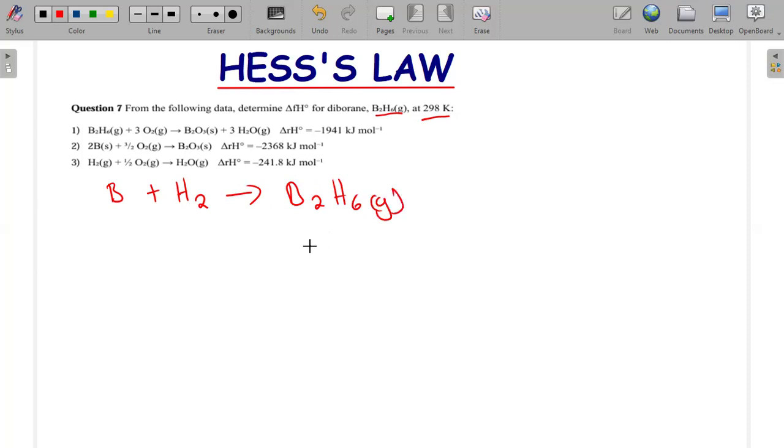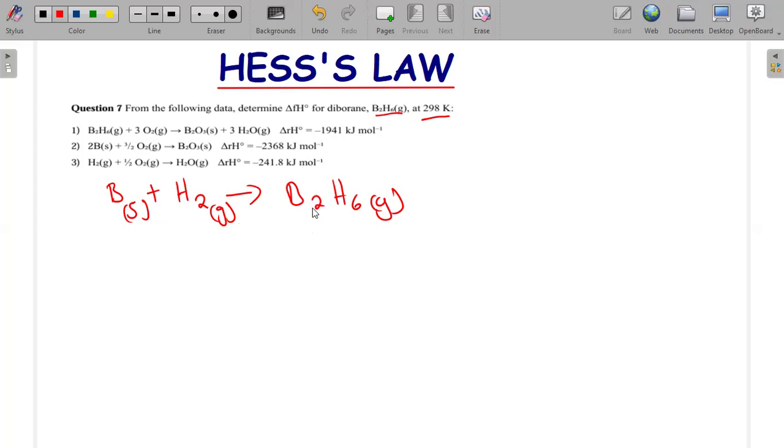Now, if you look at this equation, it's not balanced. We have to balance it. We have two borons on one side, and on this side we have 1. Boron is a solid here, hydrogen is a gas, and the diborane that we've been talking about is also a gas. So we are trying to balance it.